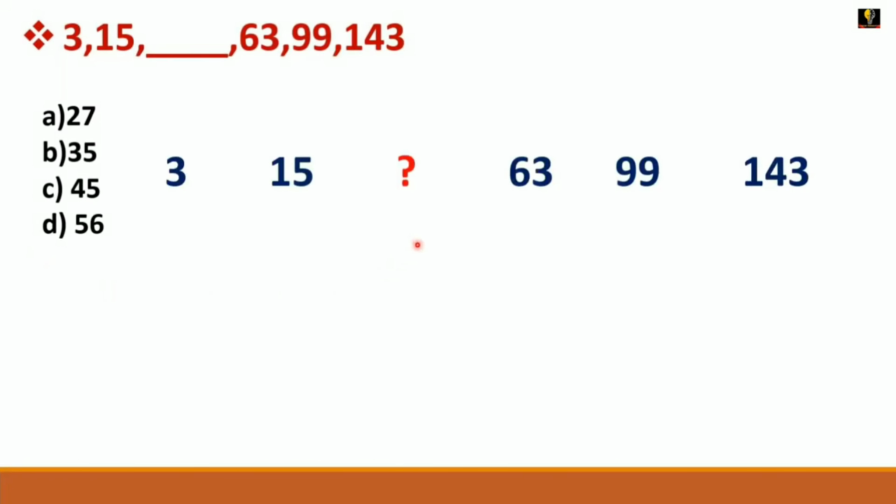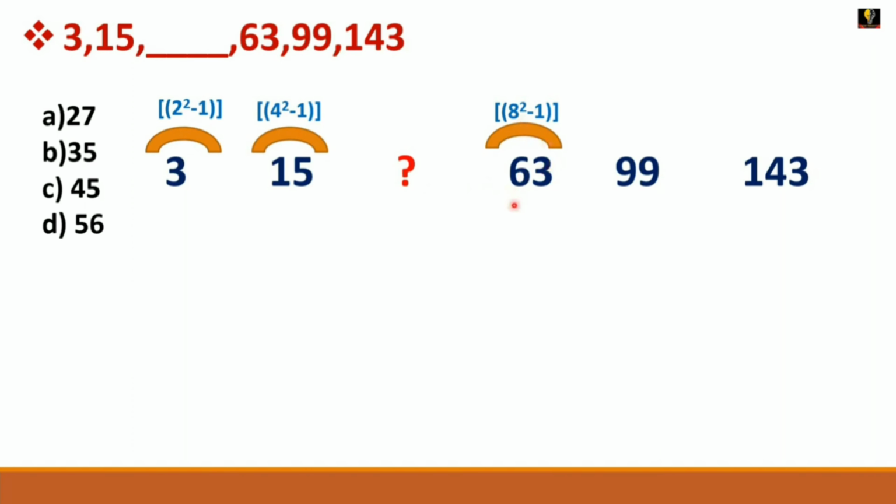To complete the series, first of all you should write the series: 3, 15, your next number, 63, 99, 143. I think it is an incremental series given to you to solve. Here you can see 3 means 2 square minus 1, that will be my 3. Here 4 square minus 1, here 8 square minus 1, 10 square minus 1, and finally 12 square minus 1.